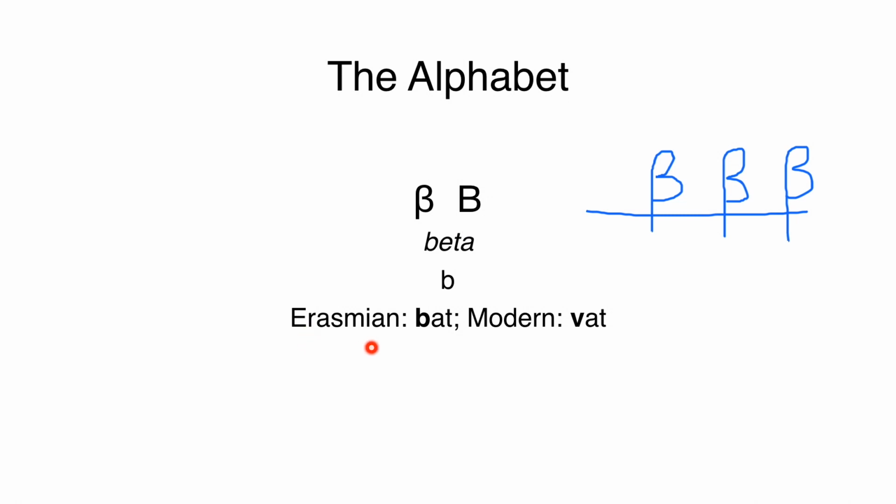The Erasmian pronunciation is like a hard B sound, as in bat, b, bat. According to the modern pronunciation, this is more of a soft sound like V in vat, v. And so we can pronounce the name of this letter differently, either as beta or as vita.